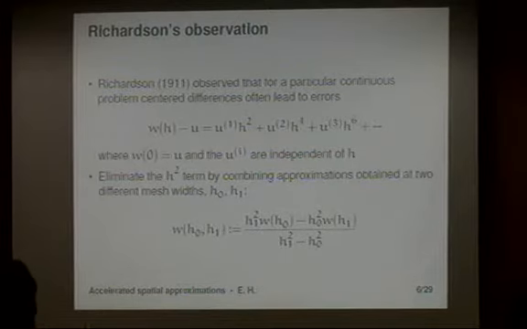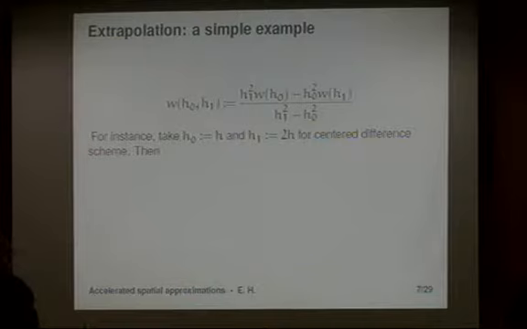Further, Richardson noticed that by taking appropriate weighted averages of the solution to the discretization process at different mesh sizes, one could eliminate certain lower order terms in the expansion. For example, we can eliminate this h squared term appearing in the expansion by combining approximations obtained at two different mesh sizes by taking this particular weighted average.